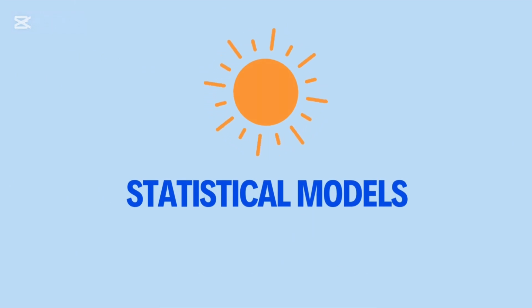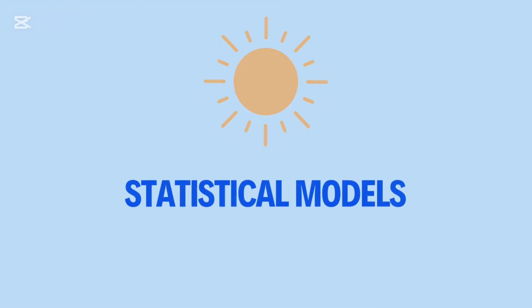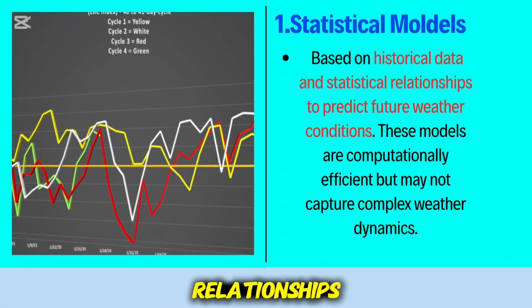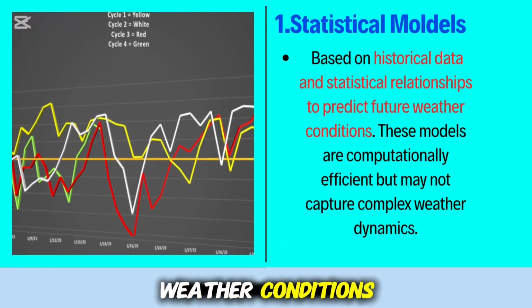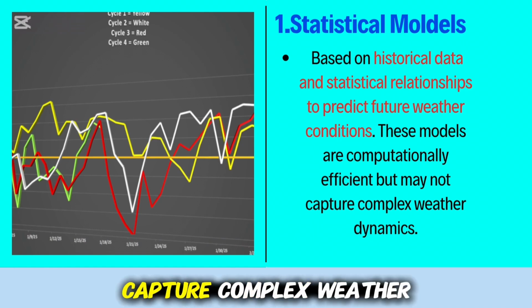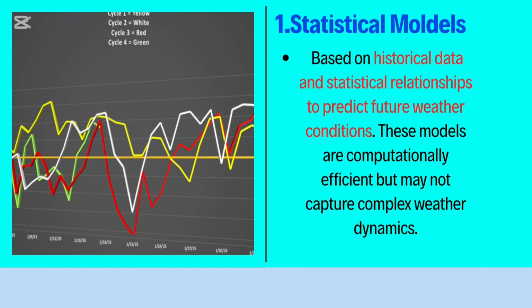Statistical models. Based on historical data and statistical relationships to predict future weather conditions. These models are computationally efficient but may not capture complex weather dynamics.